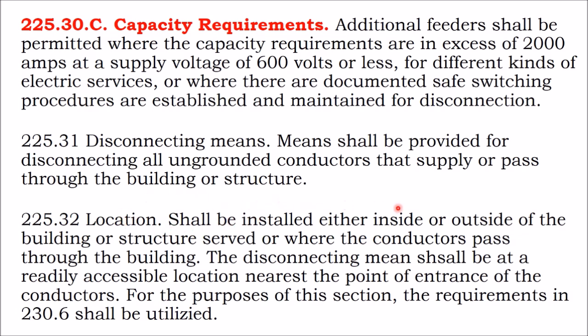Location shall be installed either inside or outside the building or structure served or where the conductors pass through the building. The disconnecting means shall be at a readily accessible location nearest the point of entrance of the conductors. For the purposes of this section, the requirements of 230.6 shall be utilized. This is a controversial section, because what it says is the disconnecting means should be readily accessible at the point of entrance of the conductor.